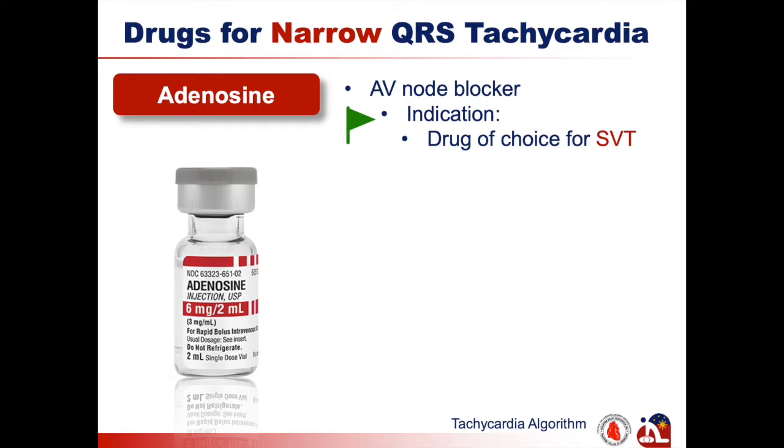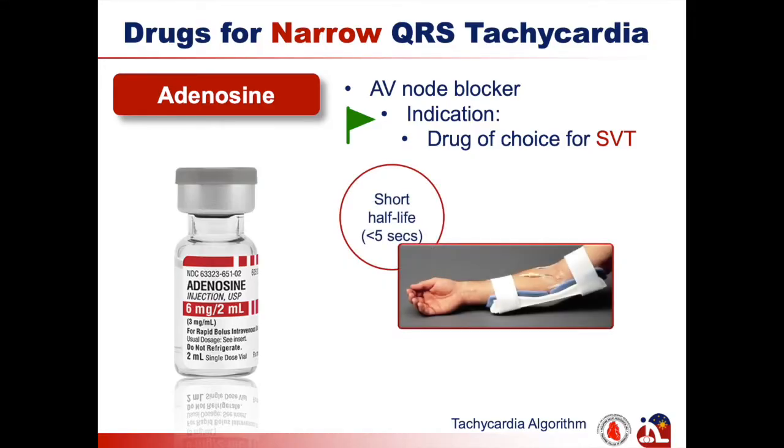Adenosine works as an AV nodal blocking agent and is the drug of choice for SVT. Adenosine has a short half-life of less than 5 seconds. Thus, it is important to place an IV access in the antecubital area for ease of administration, followed by a 20 ml saline push. Do not forget to raise the patient's arm to hasten the delivery of the drug.